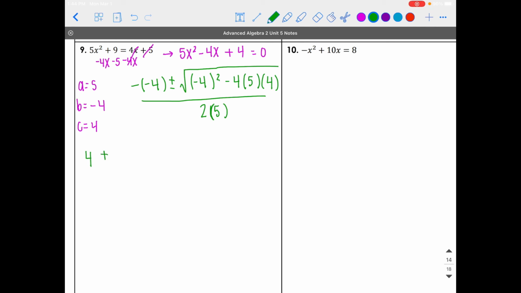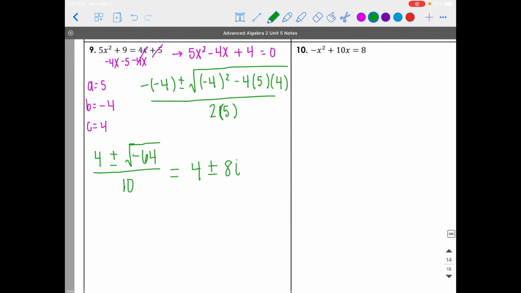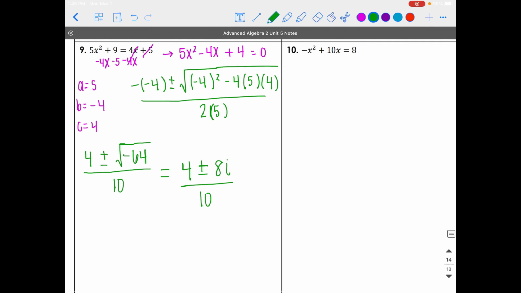All right, so this becomes positive 4 plus or minus the square root. All right, let's type that in. -4 squared. Make sure the -4 is in parentheses. Minus 4 times 5 times 4. And we get -64, all over 10. Now -64, square root of that, we're going to have i. So this becomes 4 plus or minus 8i, all over 10.